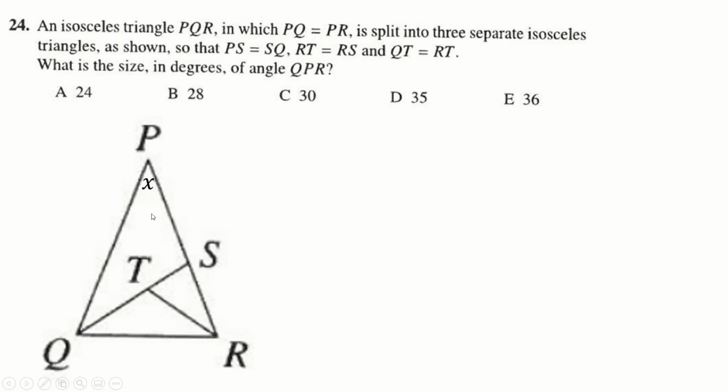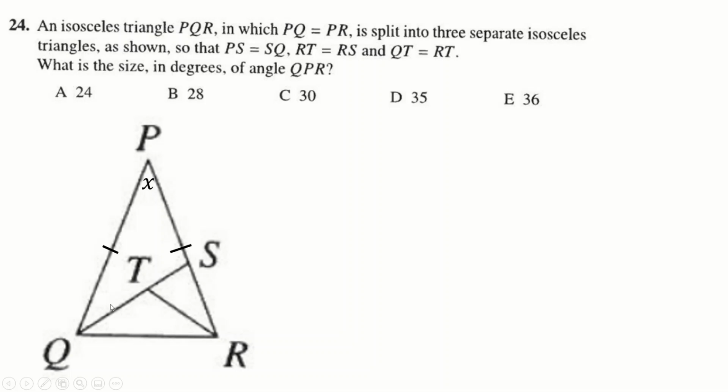24. So we're looking for the angle QPR. Now, what's interesting about this, I guess, is that there's lots of isosceles stuff going on. PS is equal to SQ. The original triangle is isosceles, it should be said. And then we've got PS equal to SQ. So this triangle is isosceles. This triangle is also isosceles, and so is this one. So quite a lot of isosceles triangles going on here.